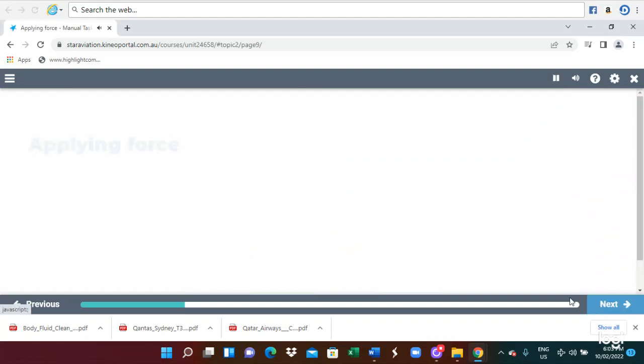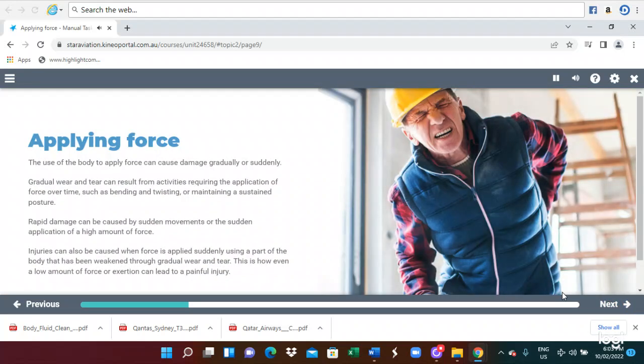The use of the body to apply force can cause damage gradually or suddenly. Gradual wear and tear can result from activities requiring the application of force over time, such as bending and twisting or maintaining a sustained posture. Rapid damage can be caused by sudden movements or the sudden application of a high amount of force. Injuries can also be caused when force is applied suddenly using a part of the body that has been weakened through gradual wear and tear. This is how even a low amount of force or exertion can lead to a painful injury.